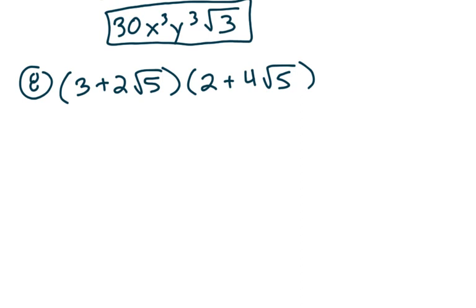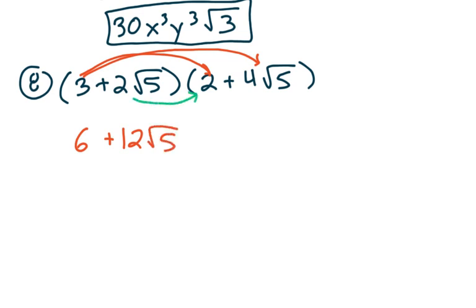So here, because of the addition sign between them, when we multiply these two parentheses together, we have to distribute. So first I'm going to distribute the 3. Okay, 3 times 2 is 6. 3 times 4 square roots of 5. 3 is on the outside of our radical, and 4 is on the outside of the radical, so we multiplied them together. So we have plus 12 square roots of 5.